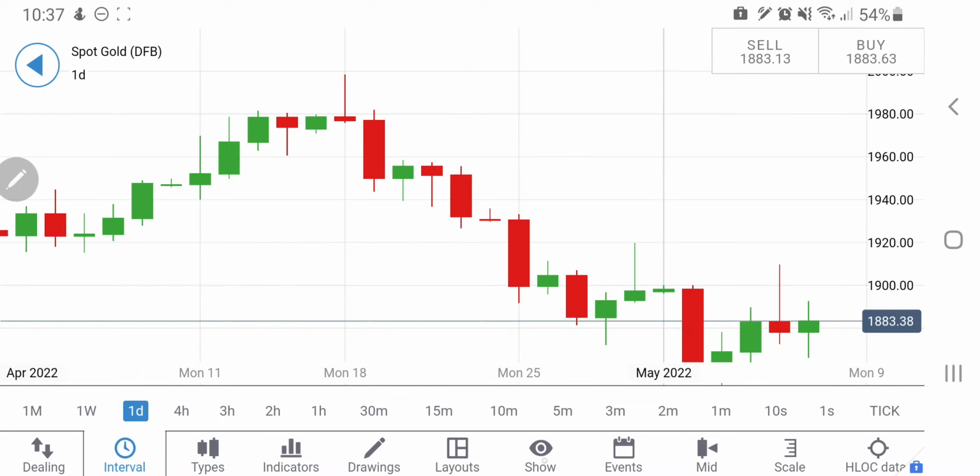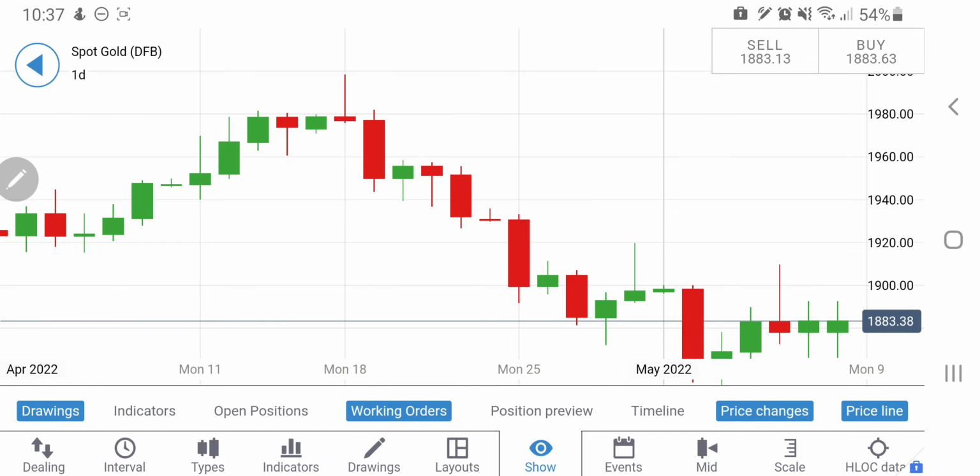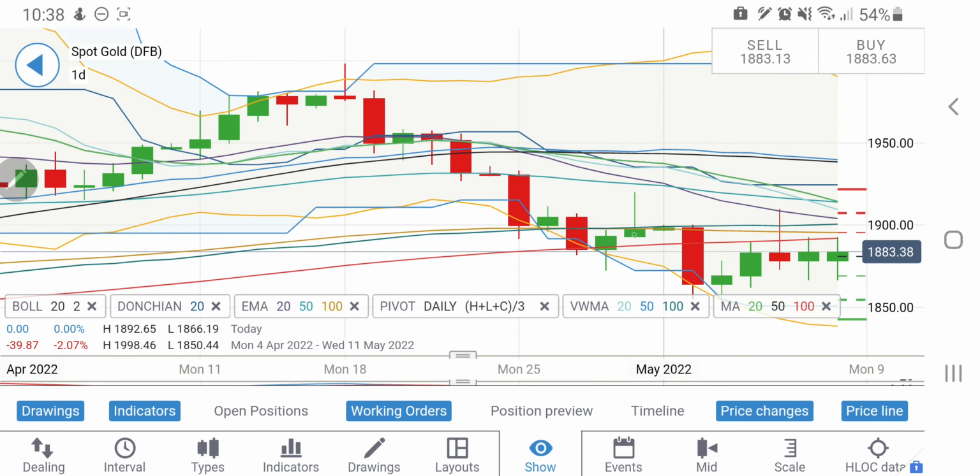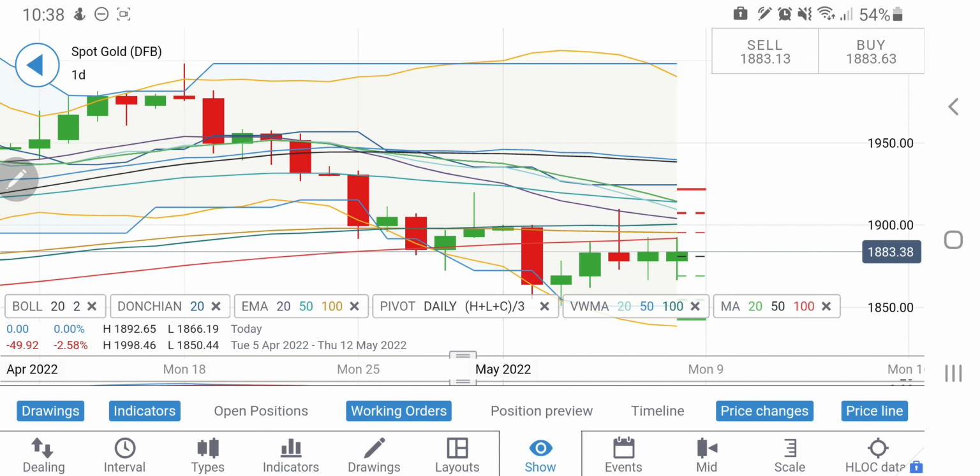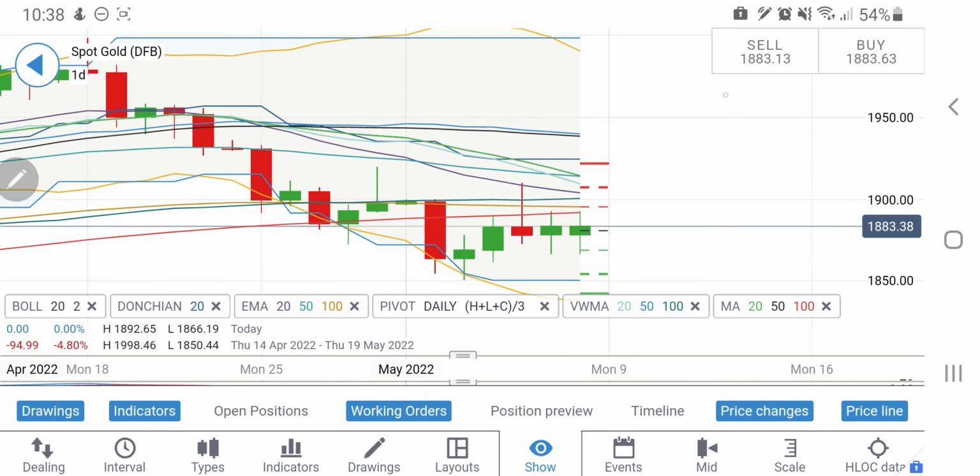Now let's have a look whether the indicators are also speaking the same language or we are getting a different view there. On the indicators front, you will find that gold is now trading below the 100 period moving average, which is giving it a resistance at around 1895 levels. And there is a 20 period moving average which is giving it a resistance at around the 1920, 1925 zone, and then 1940 will come into the picture with the 50 period moving average.